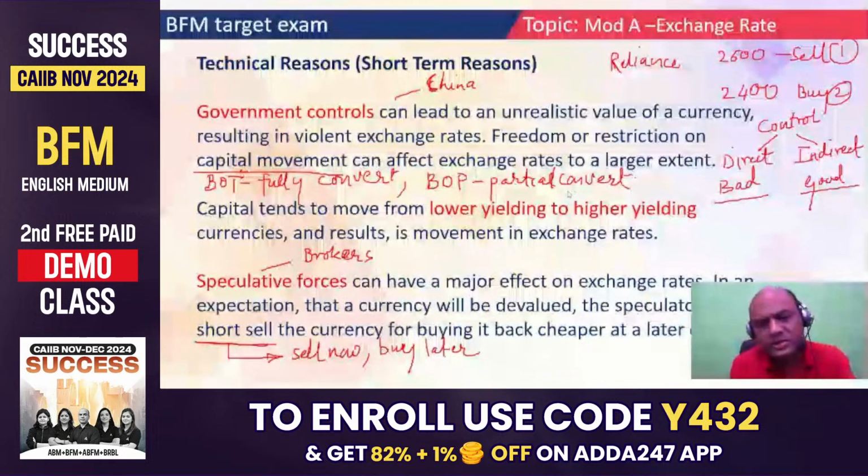You all might have heard about fully convertible and partially convertible. But we only hear these words and don't know the meaning. Understand the meaning of fully convertible and partially convertible. Suppose tomorrow I get an export order from USA for, let's say, 1 crore USD.